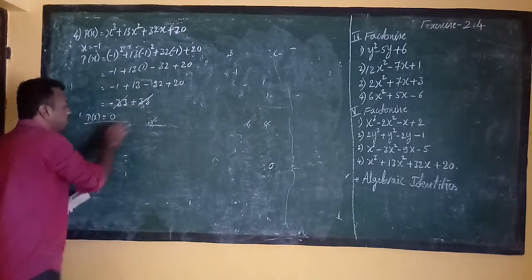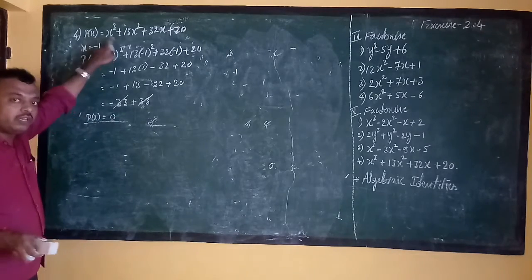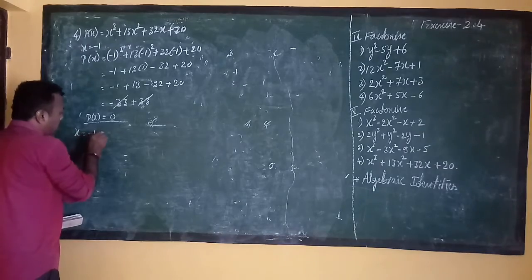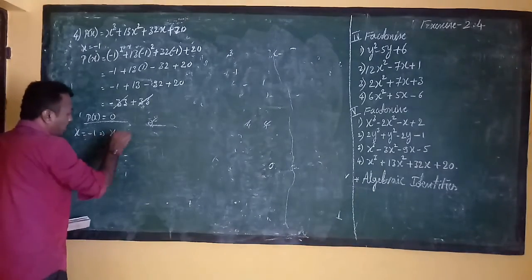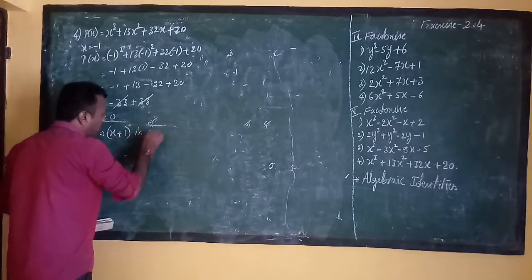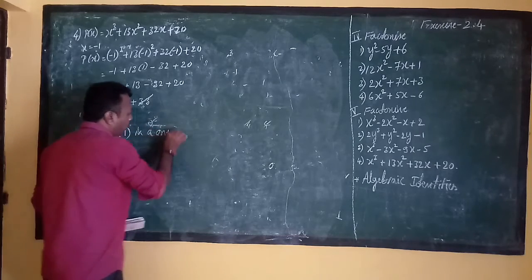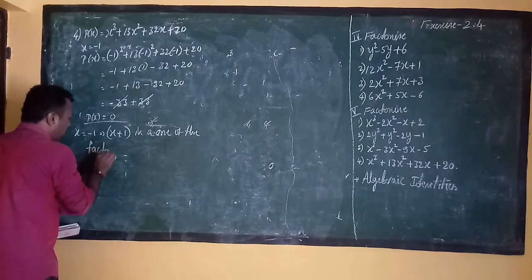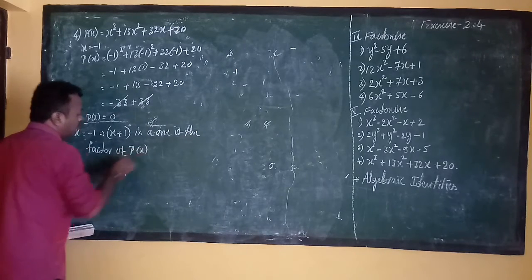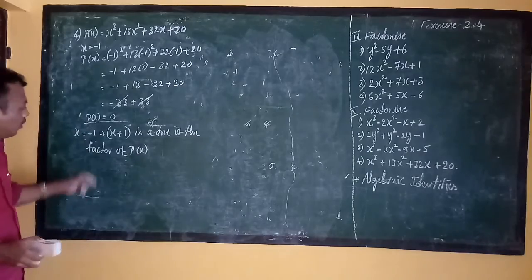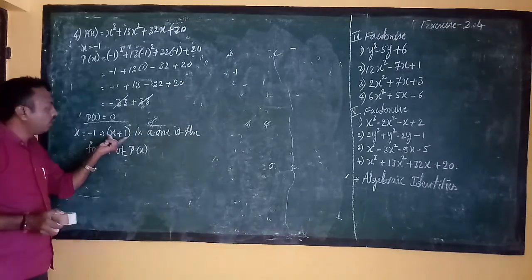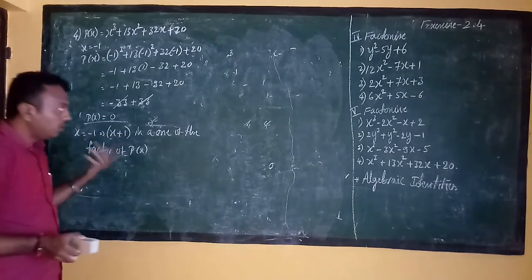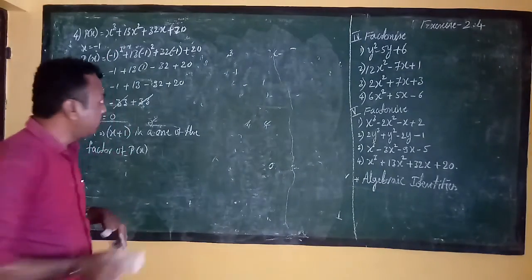So P of x becomes 0. This value is equal to 0 when x is equal to minus 1. Therefore x is equal to minus 1 implies x plus 1 is one of the factors of P of x. Correct, one of the factors. Now this factor we have to divide into P of x, or P of x is divided by x plus 1. So the next two factors we have to get.